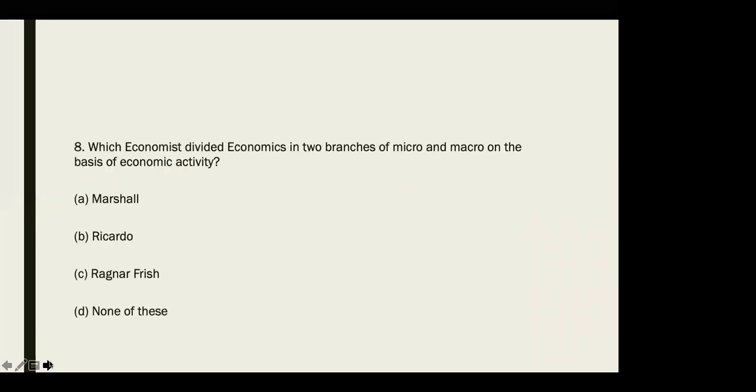And from here, I have taken direct questions. So these are pretty simple and easy questions. Which economists divided economics in two branches of micro and macro on the basis of economic activity? I have already discussed this. This is Ragnar Frisch, who is a mathematician, statistician, and then he's an economist.